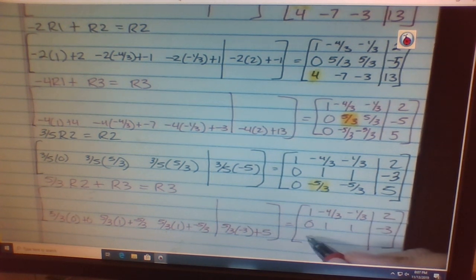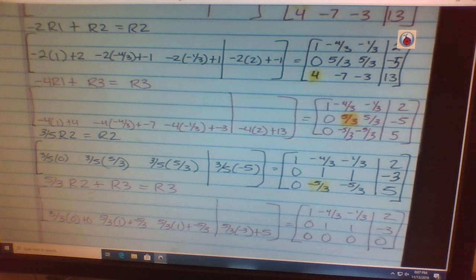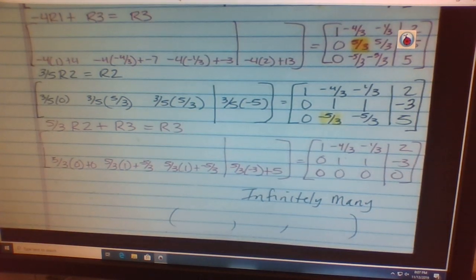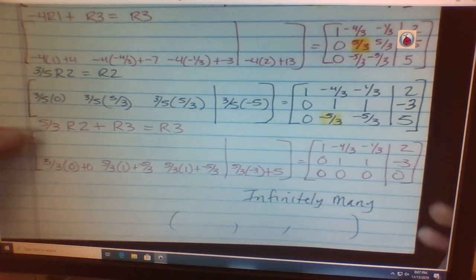So I get 0, 0, 0. So I am done with all those rows, multiplication, everything. This tells you that you have infinitely many solutions, but I still have to do a little bit of work because I still have to get my 3 answers in my parentheses. So I'm going to go on to the next page. I'm just going to copy this right over to the next page.